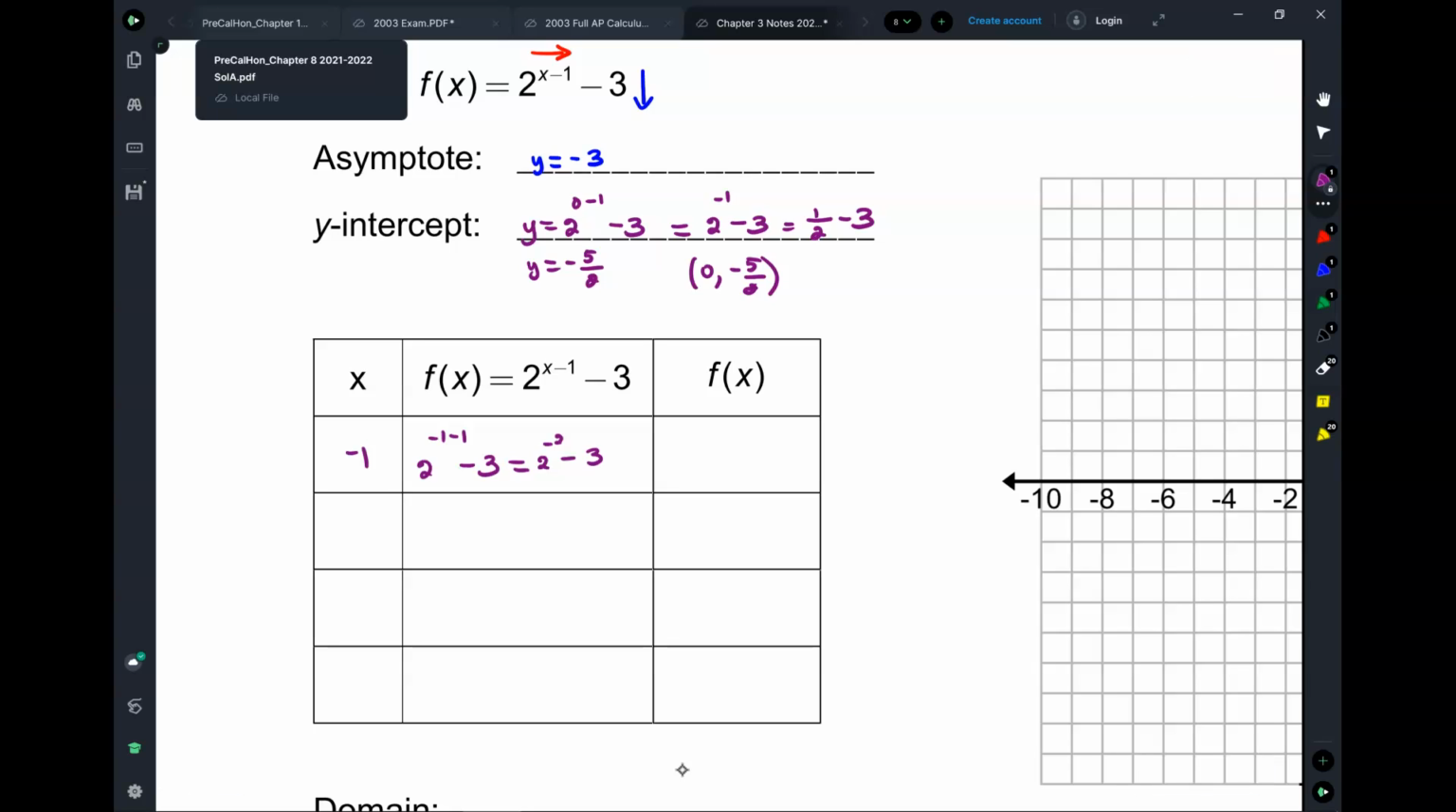So 2 to the minus 2 is 1/4, right? Is everybody okay with that? Why it's 1/4? Minus 3. So that's 1/4 minus 3. You have like 2 3/4 left. So it's negative 2.75. Okay, we'll talk more about that in a little bit. So what if I put in a 0? I just did that here, right? The 0, so that's negative 5/2.